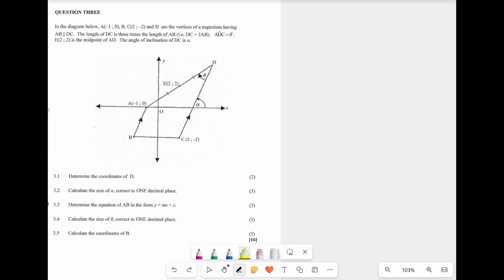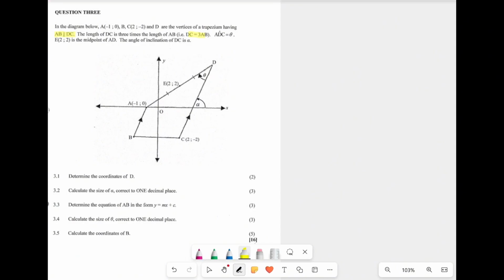In the diagram below, A is (-1; 0). B, we are not given the coordinates of B. C is (2; -2). And D, we are not given the coordinates of D. They are the vertices of the trapezium having AB parallel to DC. Remember, if lines are parallel, their gradients are equal. The length of DC is 3 times the length of AB. So DC is equal to 3AB.